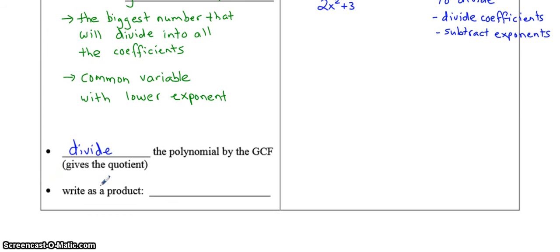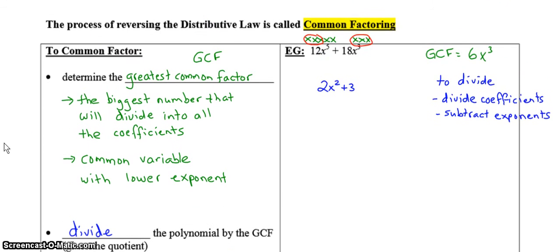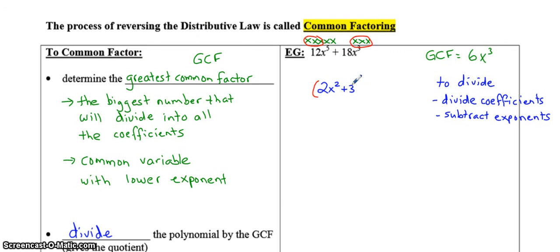The third thing you have to do is write as a product with the greatest common factor on the outside and the quotient on the inside. The quotient becomes the polynomial on the inside, and the greatest common factor becomes the monomial on the outside. So don't just do the dividing, make sure you put the greatest common factor out front.